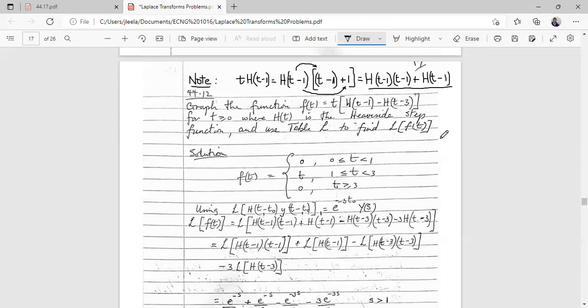Now, in the second region, the first function, h of t minus 1, will step up to 1, but the second function will still be 0. So you get 1 minus 0, but you have to multiply it by t. So 1 minus 0 is 1, and then you get t. So t is what the function is defined as when t is between 1 and 3. From 3 and beyond, both functions will be 1, so 1 minus 1 is 0, and t by 0 is 0. That is how we get the piecewise defined function here, right?